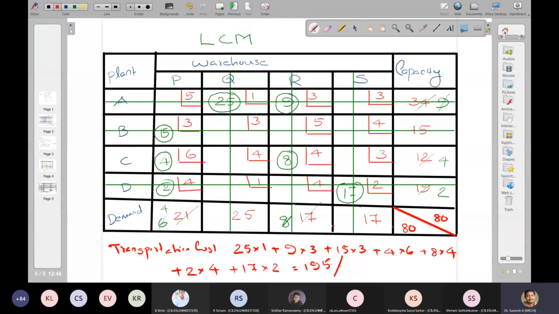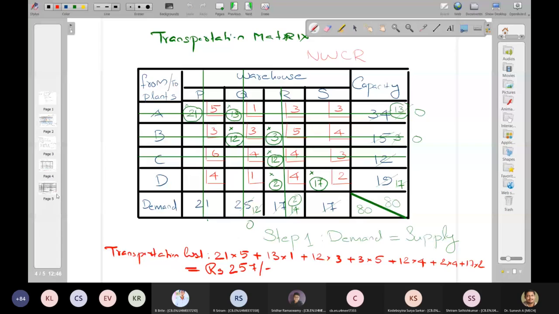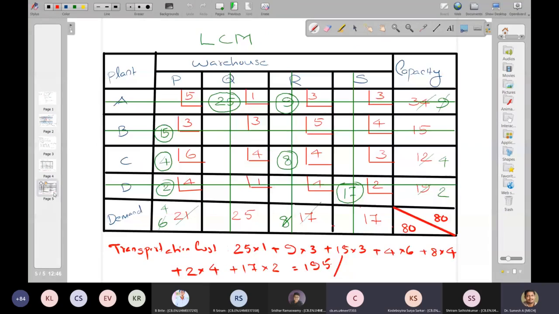So when we are considering the cost element, you can see the cost is reducing from 257 to 195 by applying the least cost method. The Northwest method is 259, sir. Yeah, 259. Okay, right. So from 259 to 195, the cost is being reduced. Any doubt?